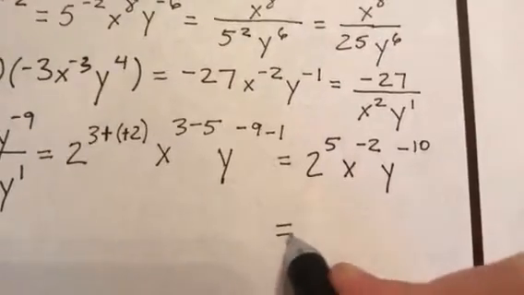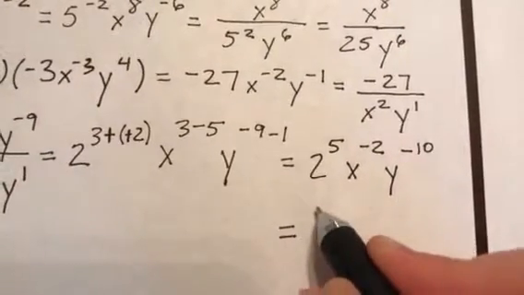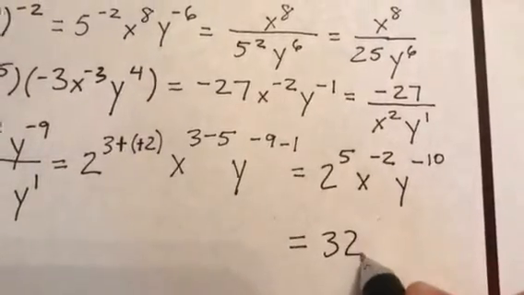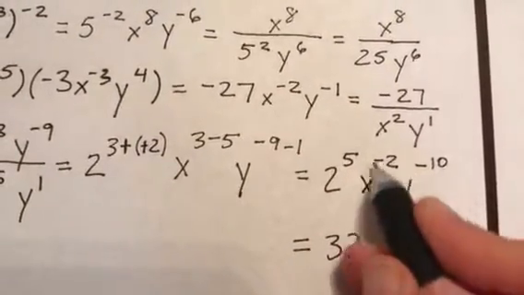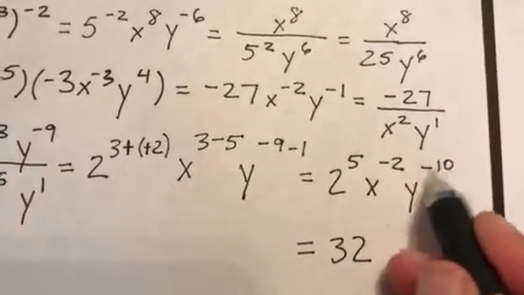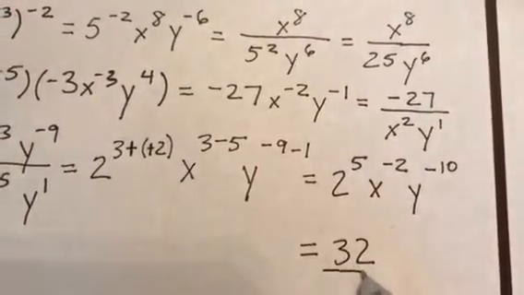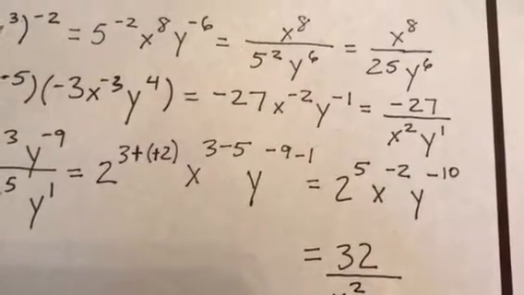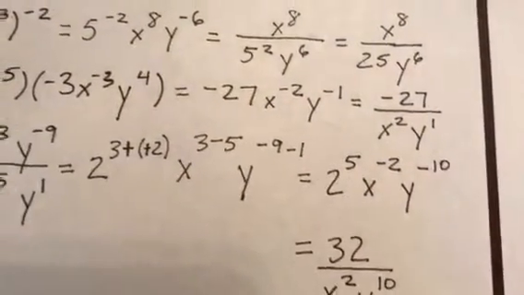Okay, 2 to the 5th would mean 2 times 2 times 2 times 2 times 2, which is 32. And then both of these will now move down to the denominator of the fraction because they have negative exponents. So this becomes 32 over x squared, y to the 10th.